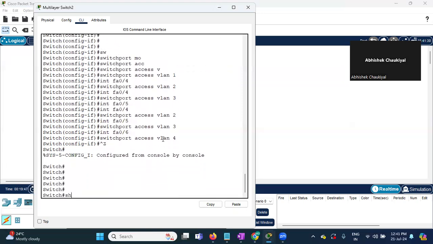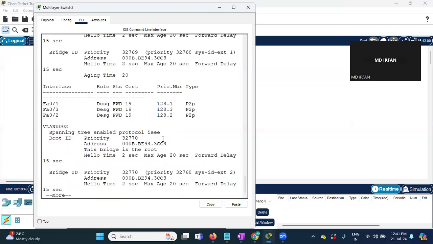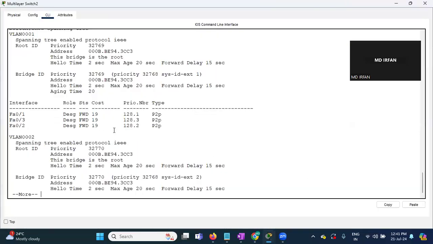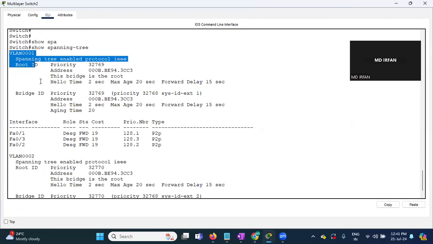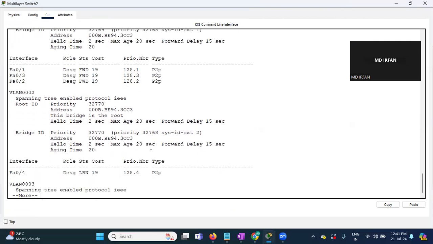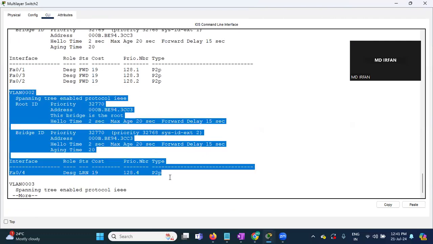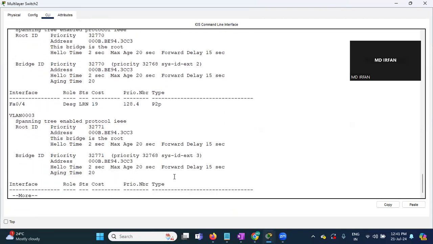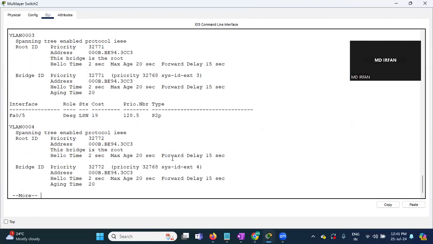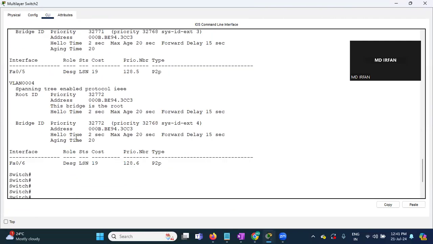Yeah. Now you can see spanning tree before. See, at least one interface should be active. Means if you make it a trunk, that also works, or you can assign the end user PC. So first instance is running for VLAN 1, right? Second instance is running for VLAN 2. Third instance is running for VLAN 3. Fourth instance is running for VLAN 4.